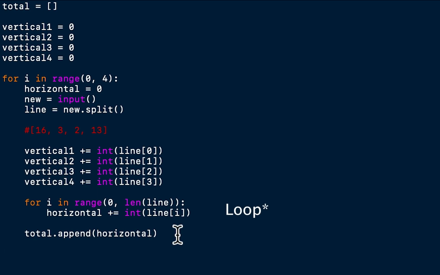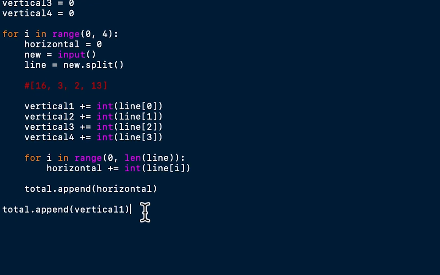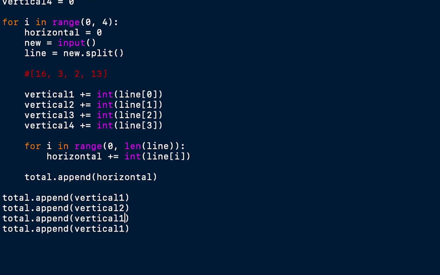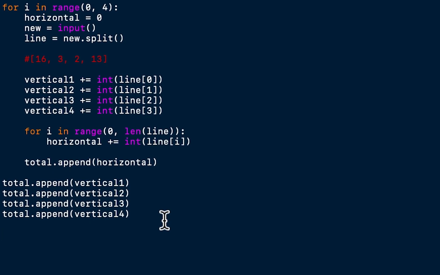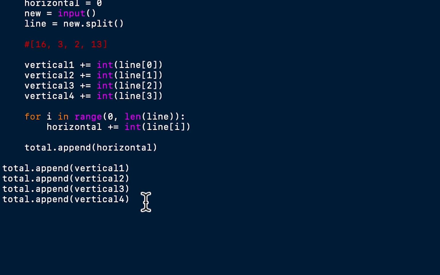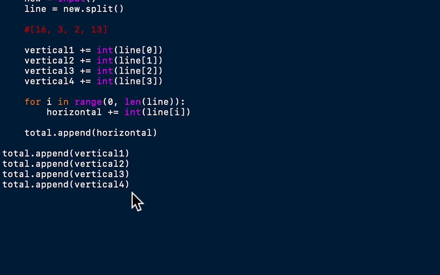And then after this loop, we're going to take total, the big list at the very beginning, and append vertical 1. We're going to do that for every single vertical row, so I'm going to change this, change that, and that. Okay. So essentially, we now have all of these sums within this one big list, and we just need to check if all those sums are the same.